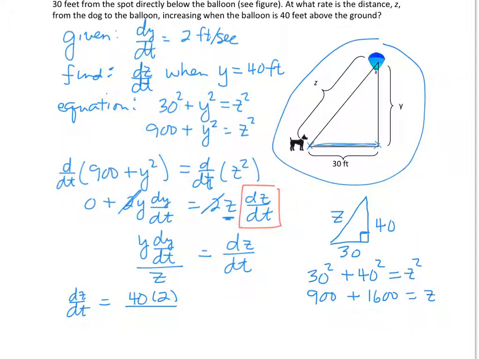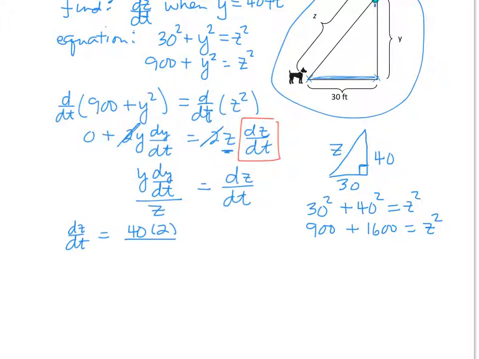You guys might notice that this is similar to a 3, 4, 5 right triangle, and if you notice that, then you'd probably also be able to figure out that z is going to be 50, but I'm not making any assumptions here. I'm going to assume that you do not recognize that, which is completely fine. 900 plus 1600 is 2500. Take the square root of both sides, you get 50, like I said. So that's the last bit of information that I need.